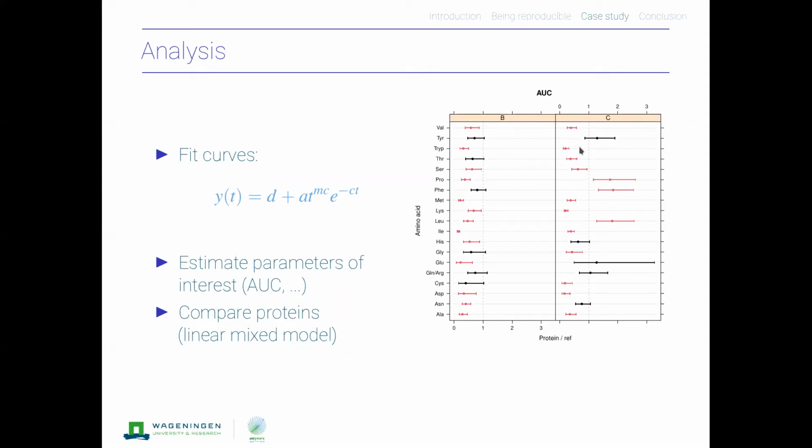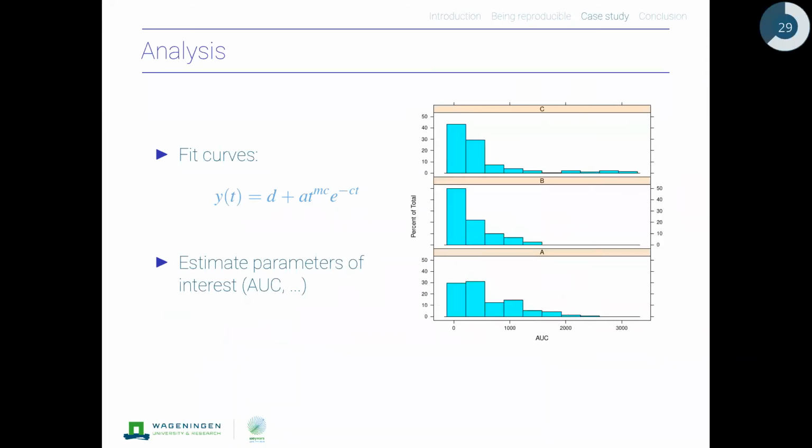Something similar is true for most amino acids in protein C, but there are also a couple that have seemingly larger values, although you can see that these confidence intervals are very large, and that usually has to do with very extreme values in the fit. We try to filter out some of the bad fits.